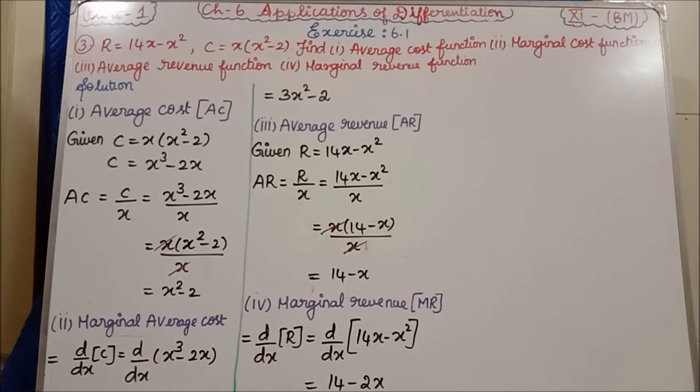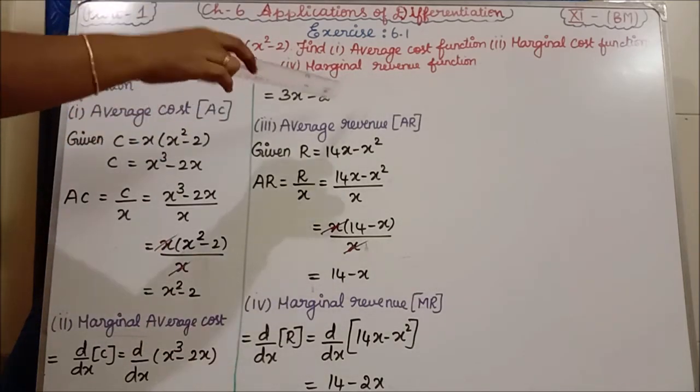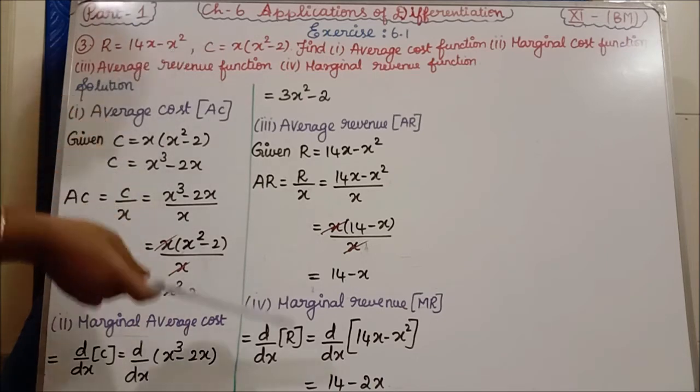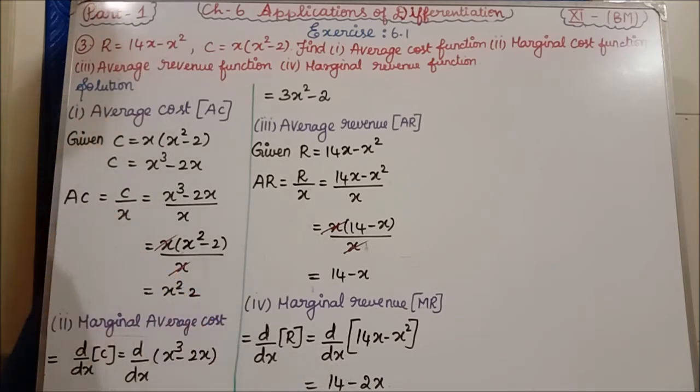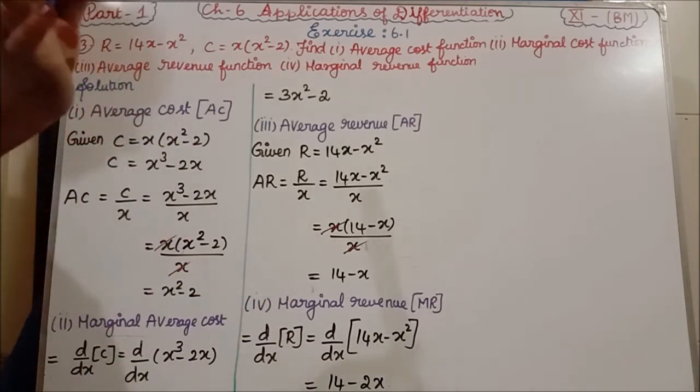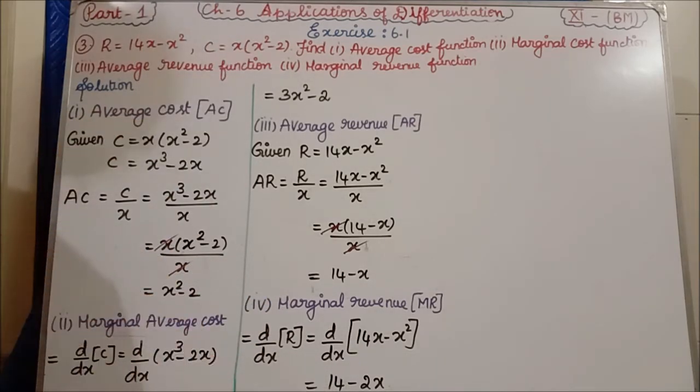Okay, now the fourth subdivision is the marginal revenue function. Marginal. Wherever you come across this word marginal, immediately you have to differentiate. What do you have to differentiate? Marginal revenue, so we have to differentiate revenue with respect to x. What is the revenue they have given? 14x minus x square. That you are going to differentiate with respect to x. So 14 into x, x if you differentiate we will get 1, so 14 into 1 is 14.